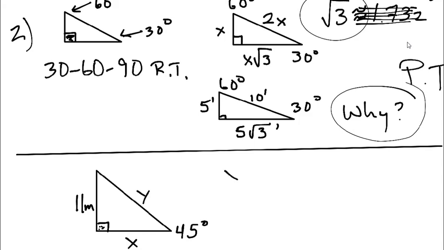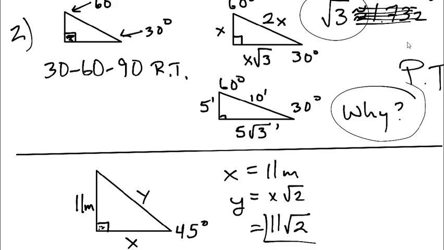Well, the x is easy. It's an isosceles triangle, so the x is 11 meters. The two legs will be congruent. The y is easy also. It's whatever x is times the square root of 2. In other words, 11 times the square root of 2. Is that all we have to do? Would I lie to you? That is all we have to do. Don't forget this. Okay, and I'm going to draw a little tail here so you know that that m for meters is not included in there.